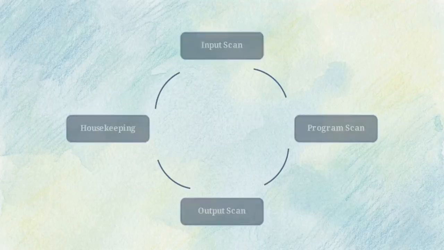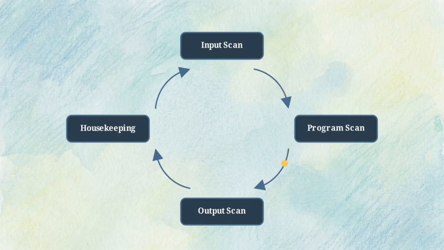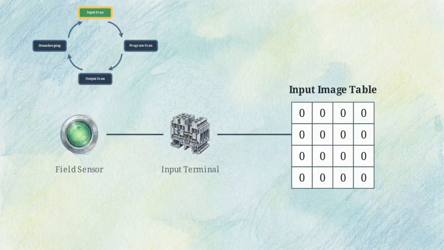This diagram shows the core architecture, a four-stage loop consisting of an input scan, program scan, output scan, and housekeeping. Beginning at stage 1, the PLC polls the physical sensors. It reads the terminal voltage, writing a digital 1 into its internal memory table.